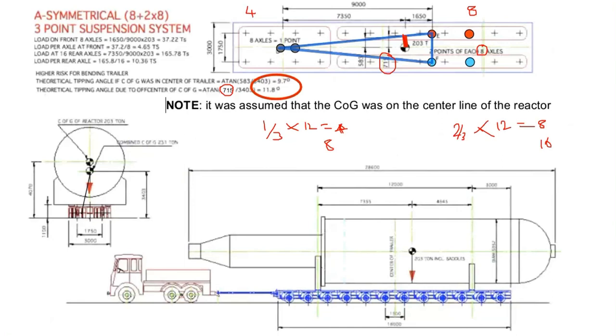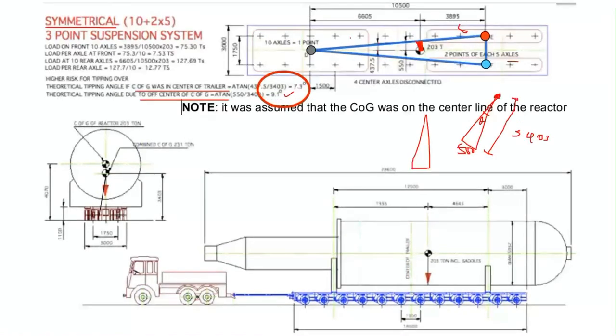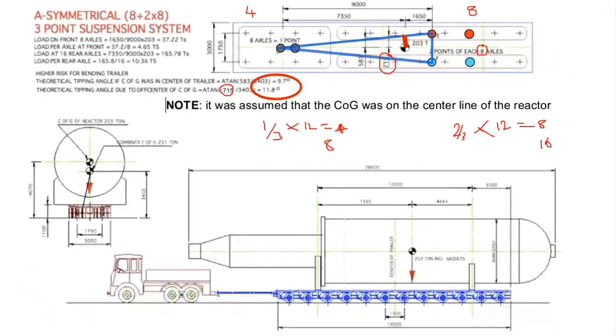So it's just 1/3, 2/3 like that, instead of 1 by 1 by 2. Here 1 by 1 by 2 means out of 12, front, that middle 2, 4 axles are disconnected. That's why backside 5 and front side 5 and backside 5, like that equally it was distributed. But here if we take 4 and 8, we can see the COG is very close to this bottom side support points. The support points 9 meters, so out of that 1650, it's very close, like 1650 into 9000 into 203.